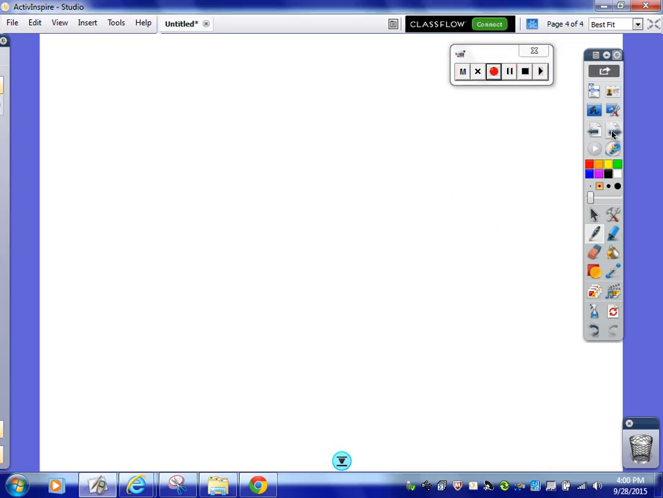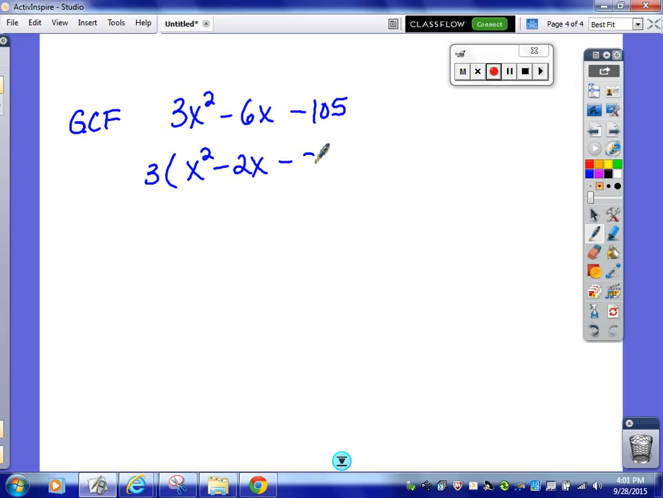All right, one more example. We have the following problem: 3x squared minus 6x minus 105. You should always look for a GCF first, because you're not factored completely unless you've pulled out a GCF. Now each of these terms is divisible by 3. So I'm going to factor out a 3. Now remember that GCF is going to come down and be part of my final answer. You can't drop it. You can't throw it away. Now I'm going to use the A times C method on what's left.